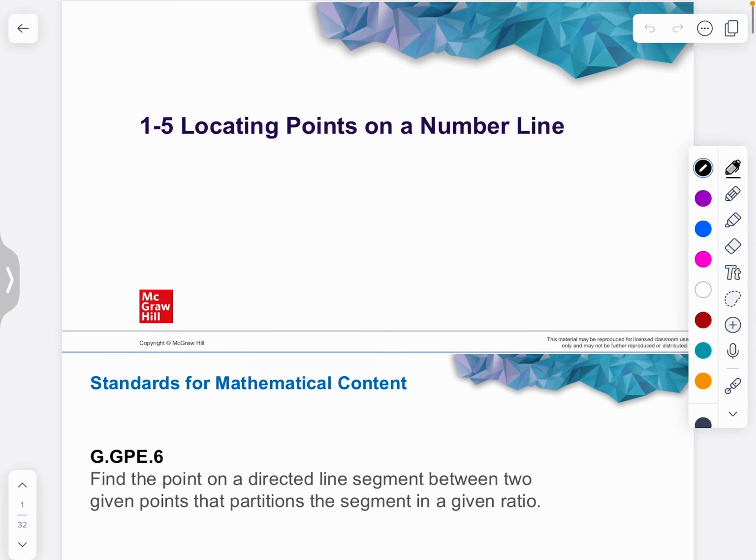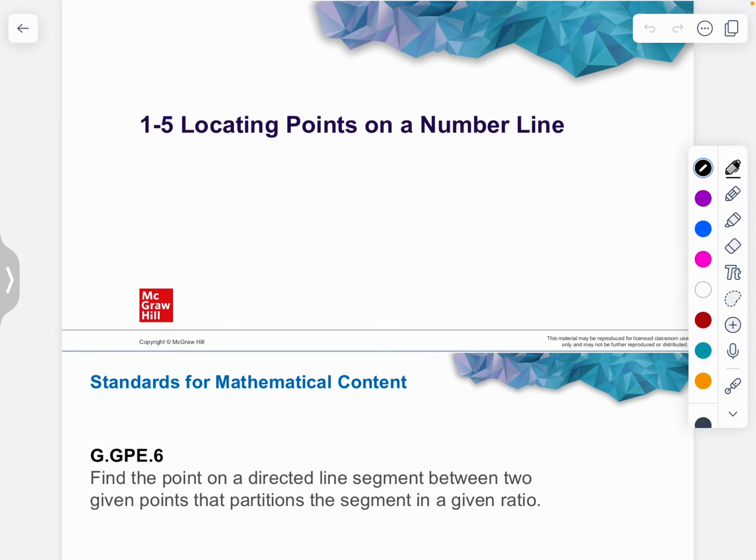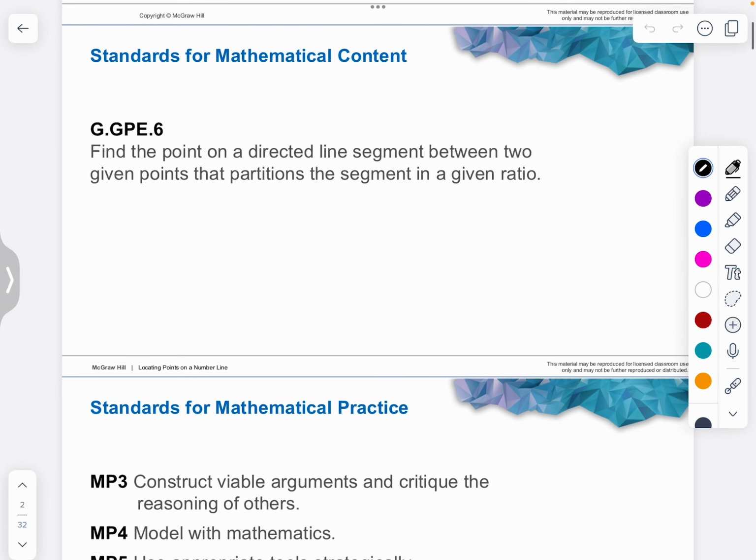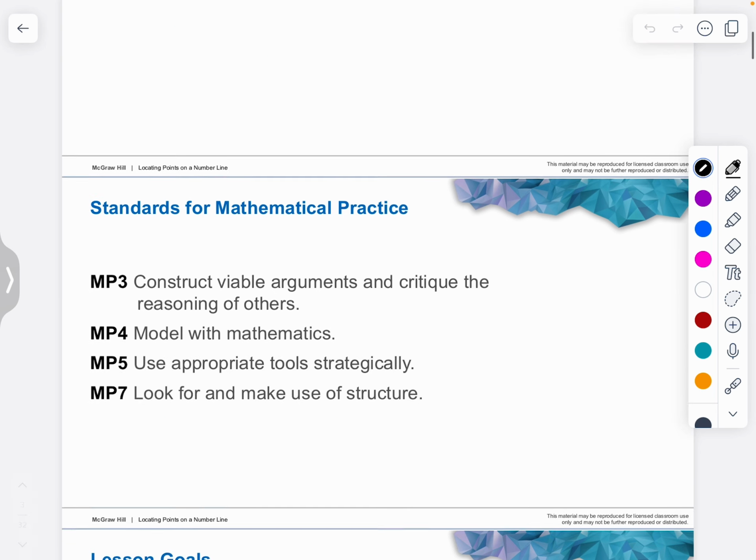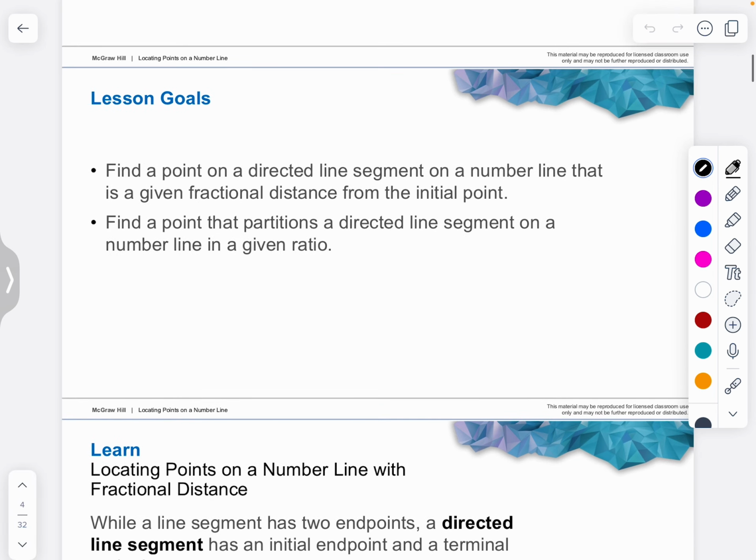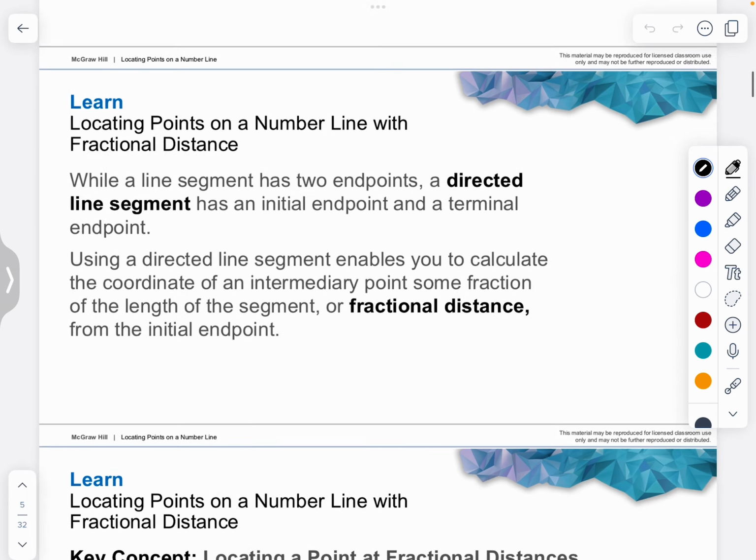All right, we are in 1-5, locating points on a number line. Find a point on a directed line segment between two given points that partitions the segment in a given ratio. So that's what we're doing today.